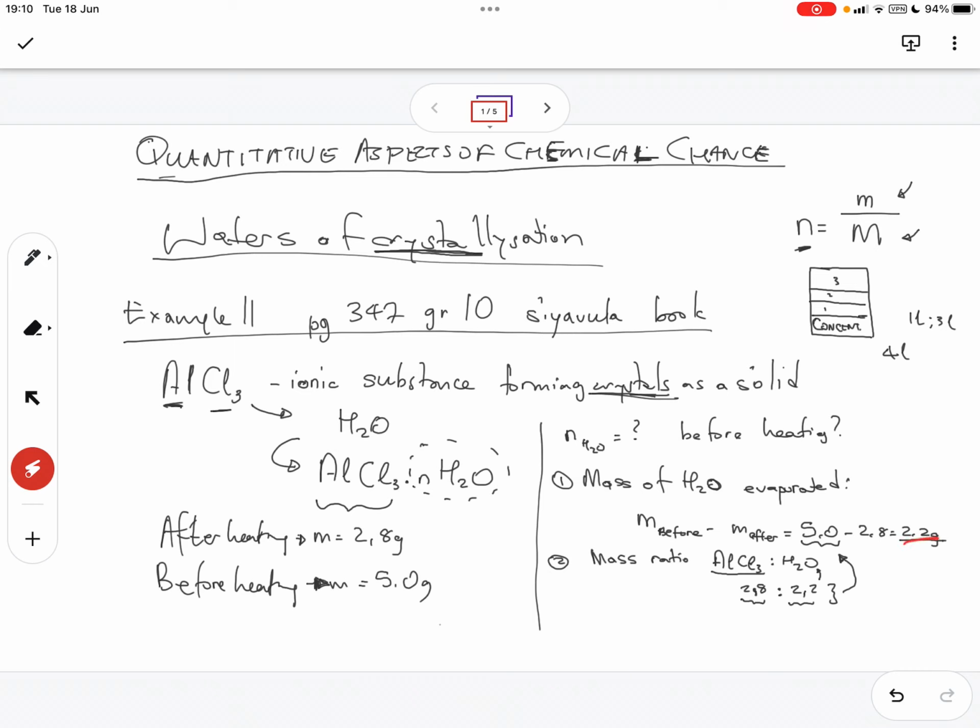Now, once we have the mass of the water itself, we compare the ratio of the mass of the salt itself to the mass of water. So in other words, as this is 1 unit, how much in proportion of this do we have to the water? How much in proportion of the aluminum trichloride do we have relative to the water in the crystal? We start off that calculation with the mass.